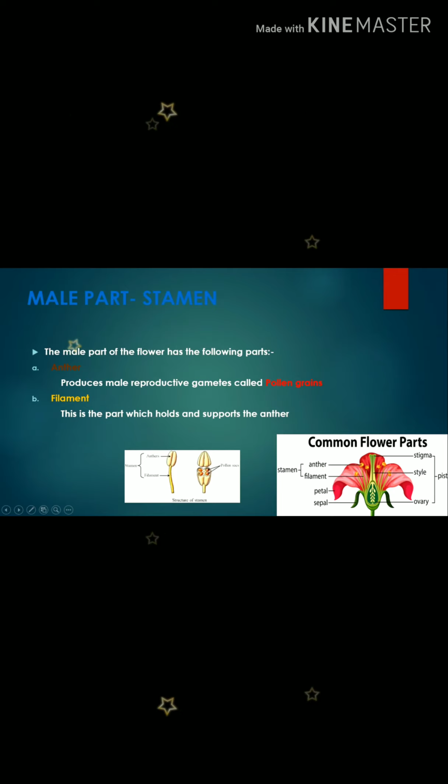Another part is the male part of the flower, which is called stamen. The male part of the flower has the following parts. Number one, anther. Number two, filament. What is the anther? Anther is the part of the stamen which produces male reproductive gametes called pollen grains. But it also has another supporting part known as filament. This is the part which holds and supports the anther.